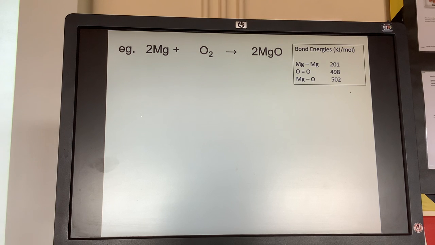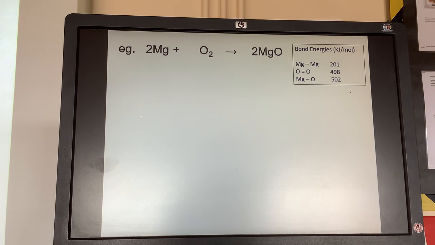So here's an example. It's an equation we've seen many times. It's magnesium plus oxygen making magnesium oxide, and it's balanced for you. What we've got here is some bond energy values. This tells us the amount of energy we would need to break a bond. It also tells us how much energy will be released when that bond is made.